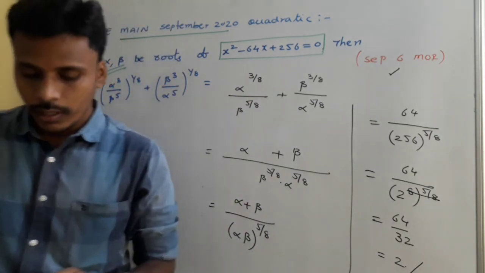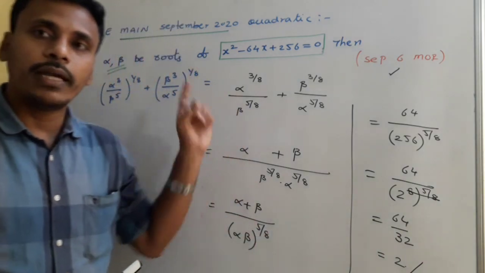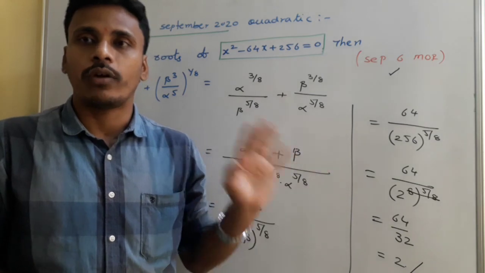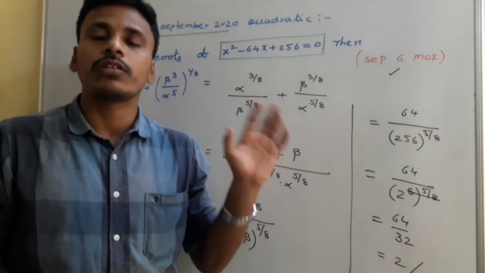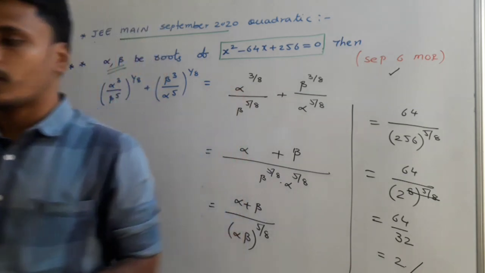Okay, have a look. Simple calculation with the sum of roots and product of the roots. And at the end these are the questions from mains September 2020 of quadratic. Okay, see, when you observe all these questions, as I said, all these questions are very simple but bit logical. Okay, have a look.